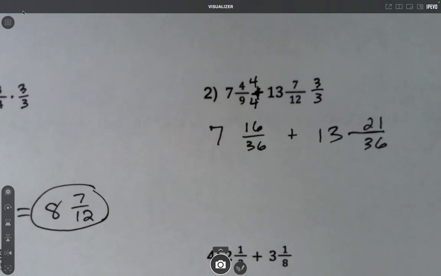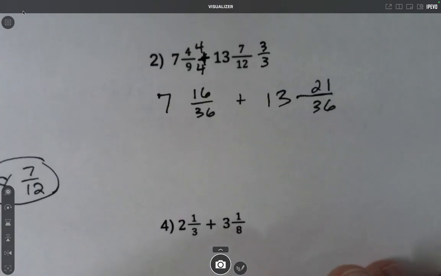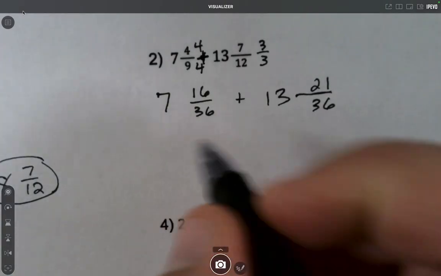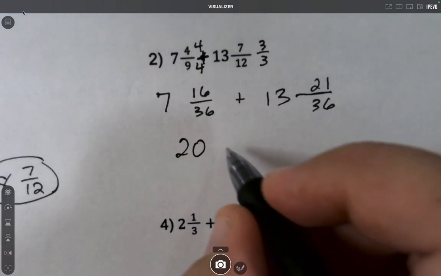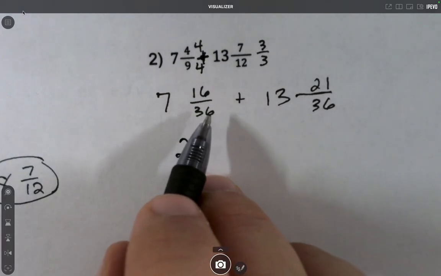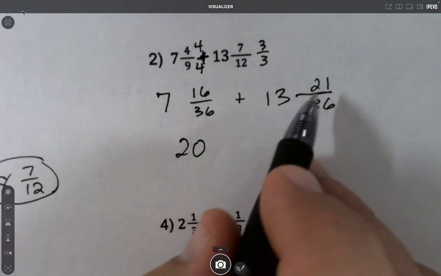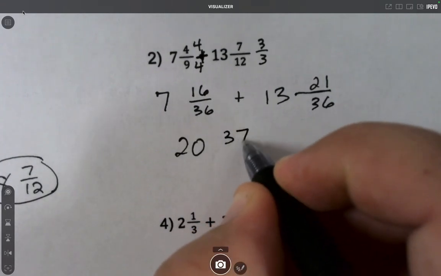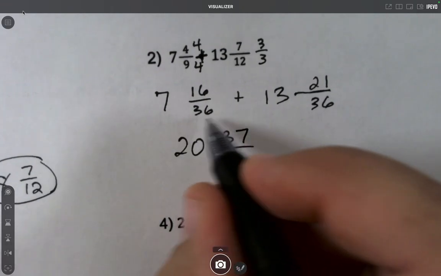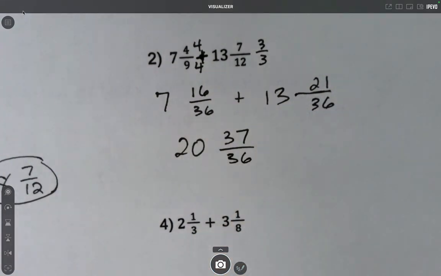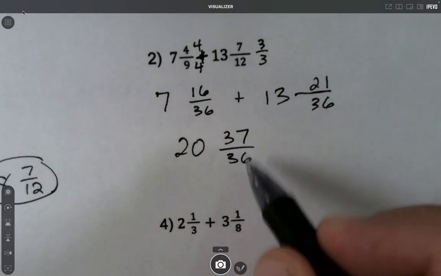So now that we can combine those fractions, we add the whole numbers. 7 plus 13 is 20. And we add the numerators. 16 and 21 is 37. We keep the denominators the same, 36. We have our answer. But similar to the last problem, we ended up with an improper fraction.